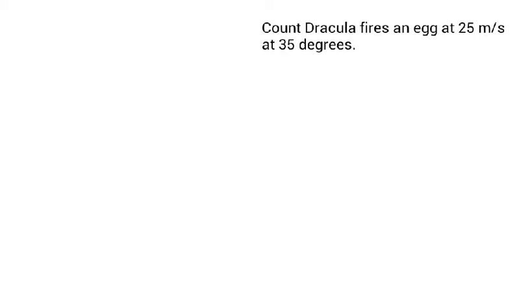So Count Dracula fires this egg at 25 meters per second. Let's draw that vector first. So there's the vector, 25 meters per second at an angle of 35 degrees. Okay?